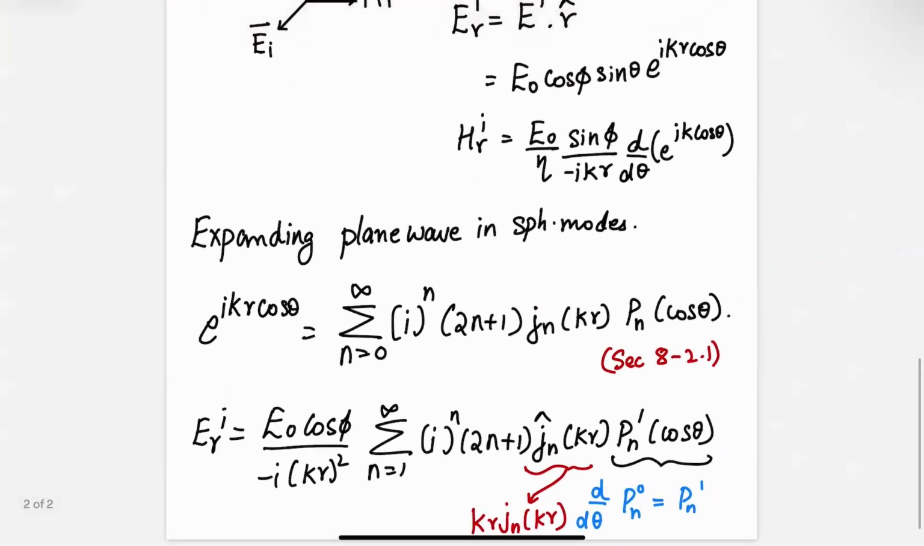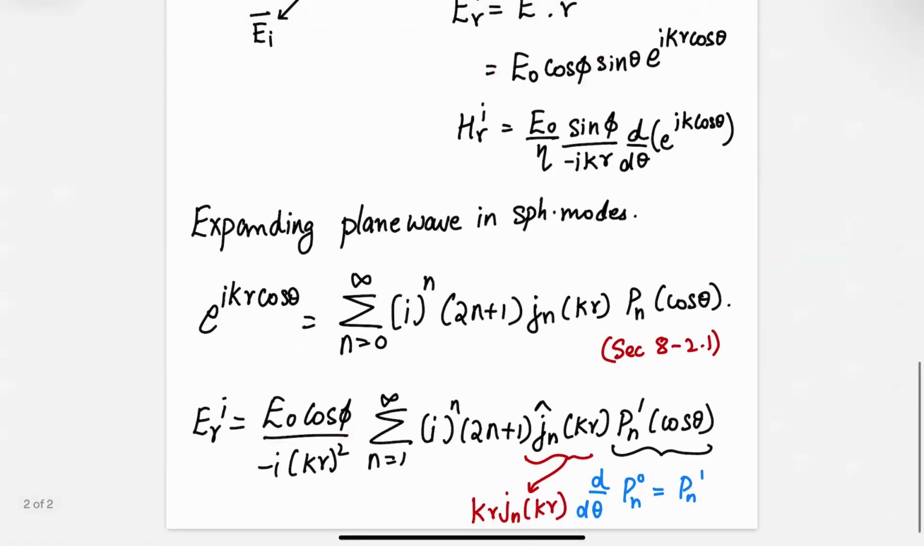So going back, let's account for the different terms: E naught cosine phi, E naught cosine phi. Now if I substitute jn kr, then one kr will cancel with one of them here, right? And I have 2n plus 1, i to the n, which came from here. I have my summation, n equal to 0, and here n equal to 1.